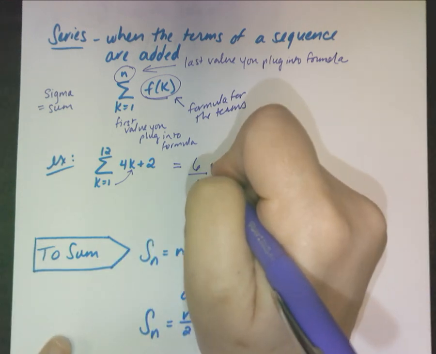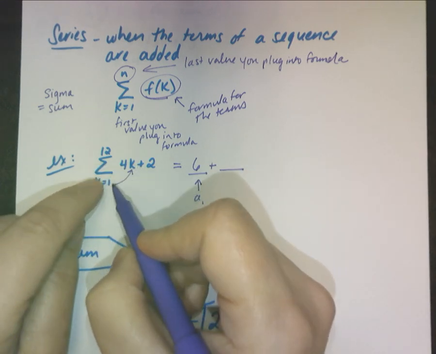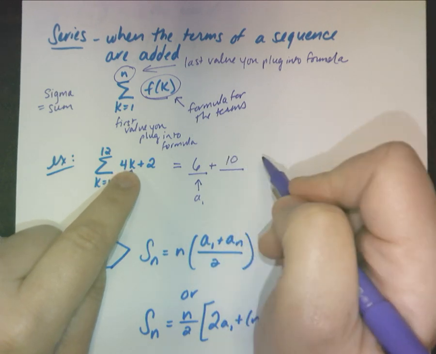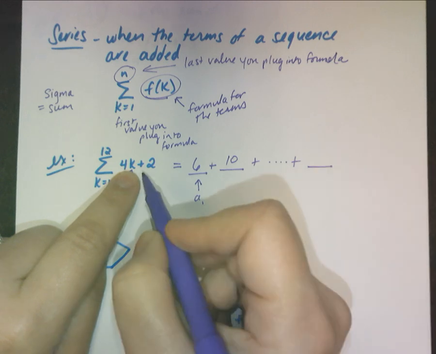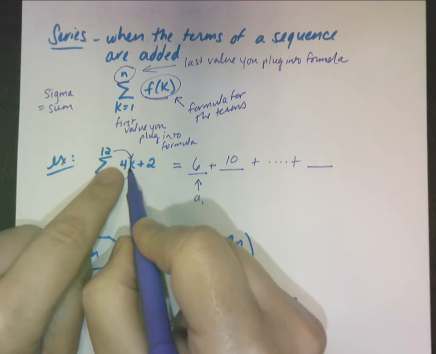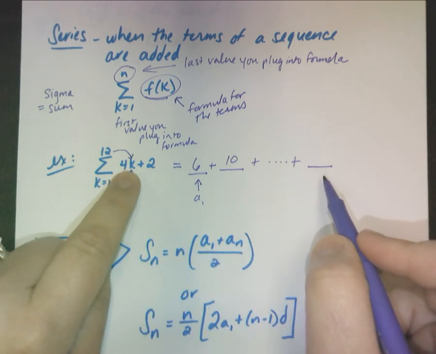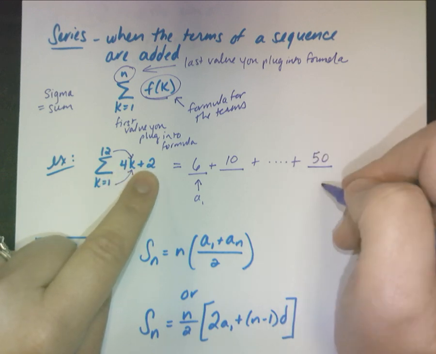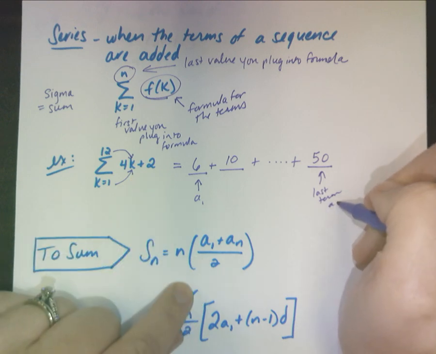And then you're going to add that to, then you would plug in 2, then you would plug in 3, then you would plug in 4, all the way up. So if we plugged in 2, that would be 10. And we keep going until we go to 12. That would be our last value that we plug in. So if I plug 12 in, 12 times 4 is 48 plus 2 is 50. This is my last term in my sequence, my a sub n.